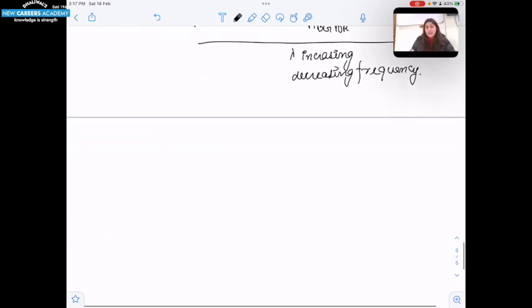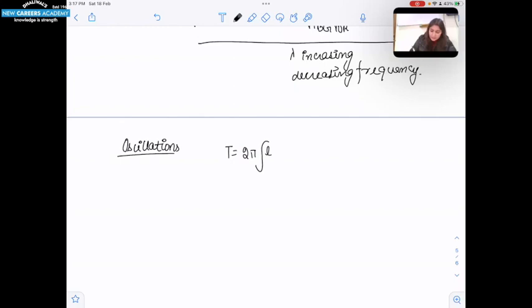Next few formulas are important only for NDA. We have one formula for the oscillations chapter. That formula is the time period of a pendulum. The time period of a pendulum is 2 pi under root L by G, where T is the time period, L is the length of the pendulum, and G is acceleration due to gravity.